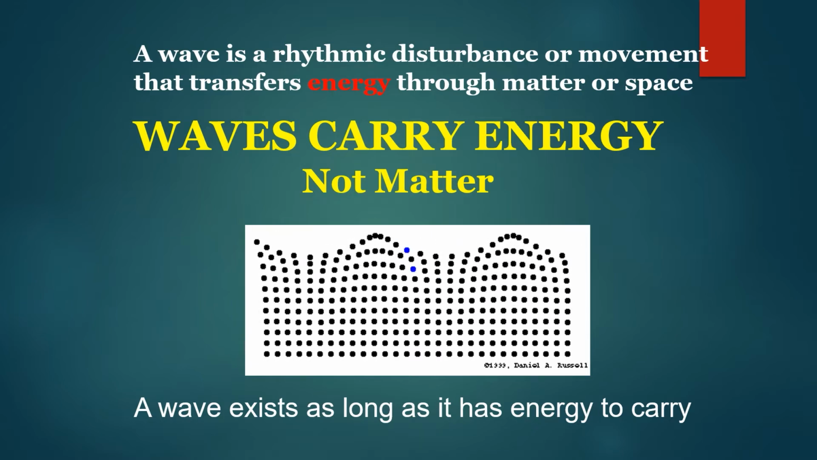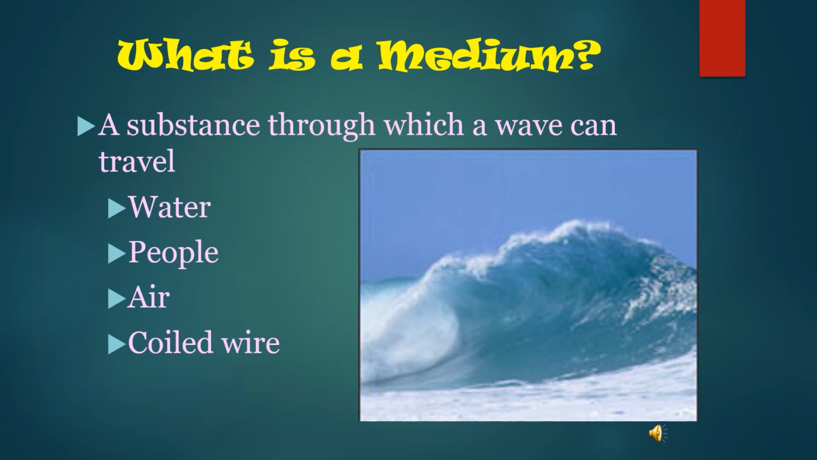Always remember that. What is a medium? It is a substance through which a wave can travel. For example, water, people, air, and cold wine.